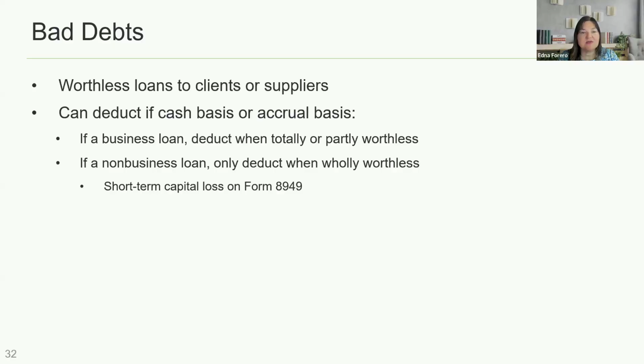So they're worthless loans. They can't be paid back. We're not getting any new money, but we're going to deduct it in different ways. All right. So if it's a business loan, you deduct when it's totally or partially worthless. If it's a non-business loan, you're only going to deduct it when it's wholly worthless, which is like a short-term capital loss on a Form 8949. So this is where we're going to get down to how we actually let the IRS know that we had this bad debt and that we want to expense it. So the company is going to prove that this loan was worthless.